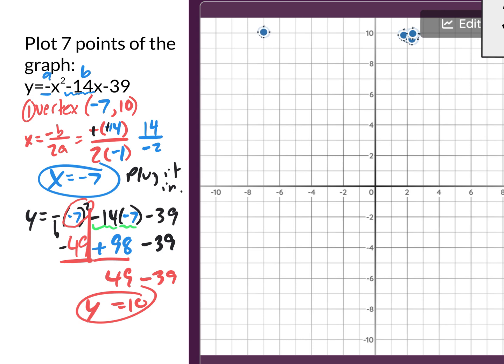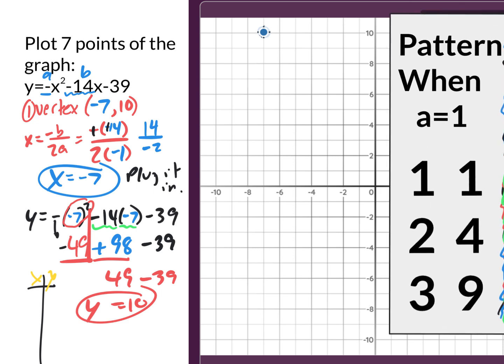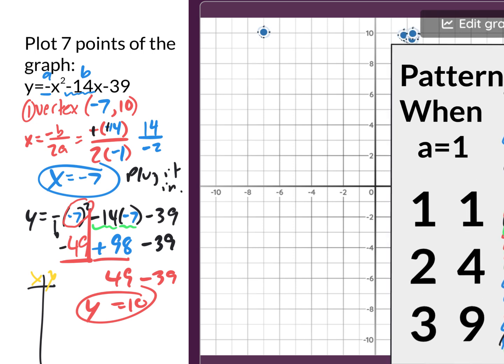Now, again, you could, if you wanted to, make an XY table and plug in some numbers that are on the same side of your x value. So maybe you could plug in a negative 6 and a negative 5 and a negative 4 to get some points on this side. But that's, like I said, a waste of time if your a value is 1 or negative 1, because if your a value is 1 or negative 1, you could use a pattern 1, 1, 2, 4, 3, 9. So that's super awesome when you have the a value of 1 or negative 1.